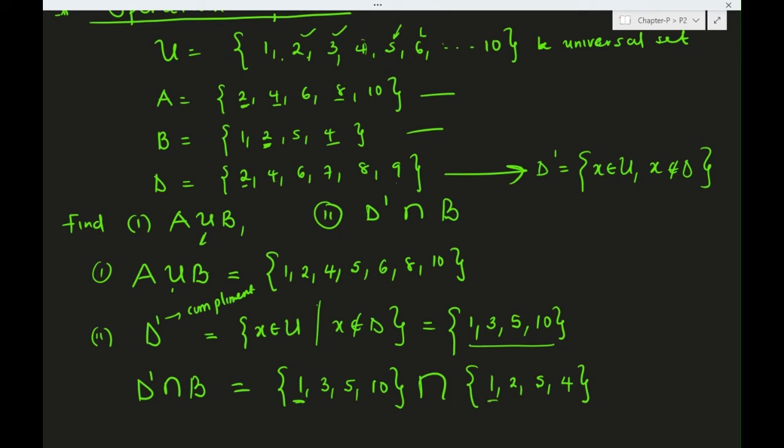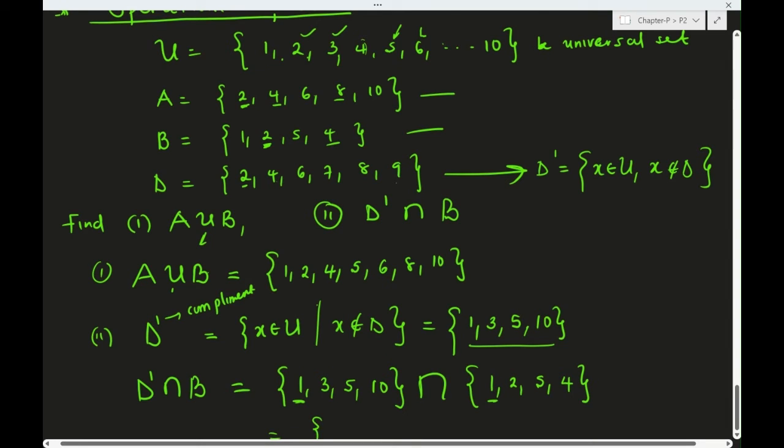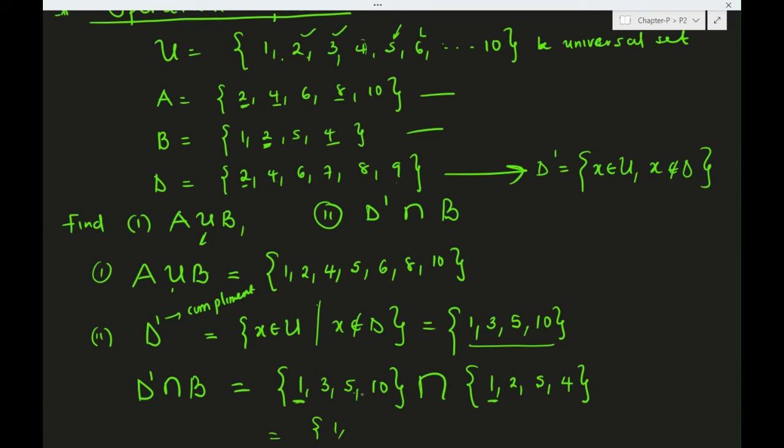So you see here there is 1, there is 1. So it means in the intersection we'll have 1. There is 3, there is no 3. So there is 5 and there is 5. So I think this is just the intersection.